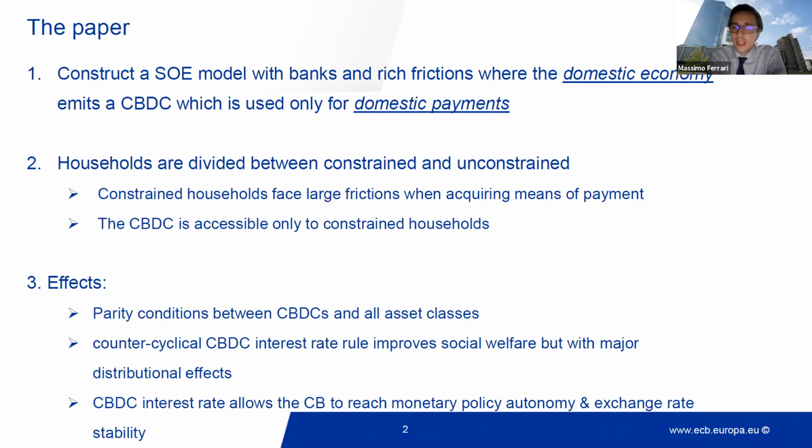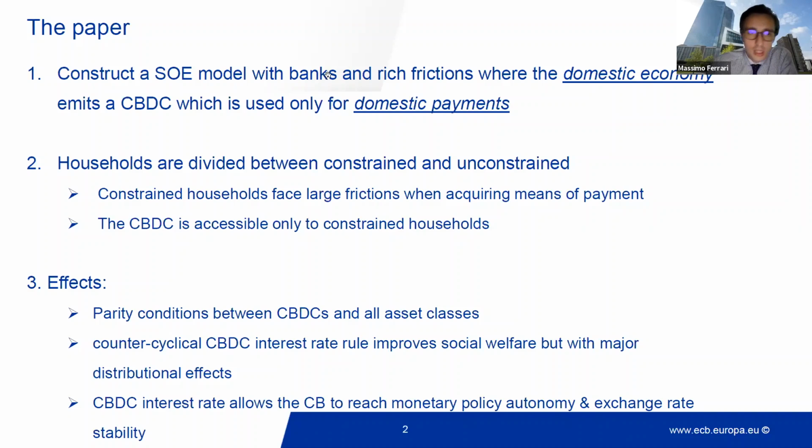And finally, this actually should have been the first result, because this is really, to me, the key selling point of the paper. For the CBDC rate, you can reach, to some extent, monetary policy autonomy and exchange rate stability, which is a kind of the holy grail of international economics. This is the most powerful result of the paper, and I think it should be the main one.